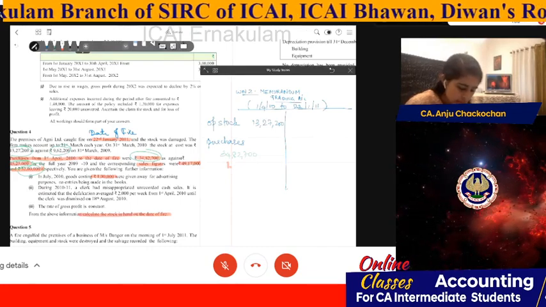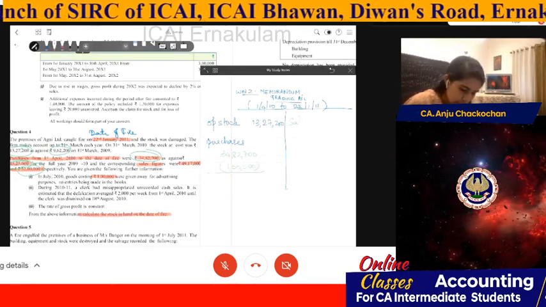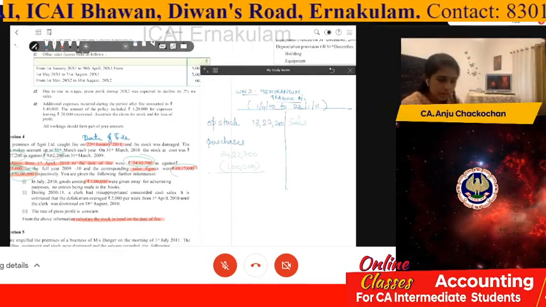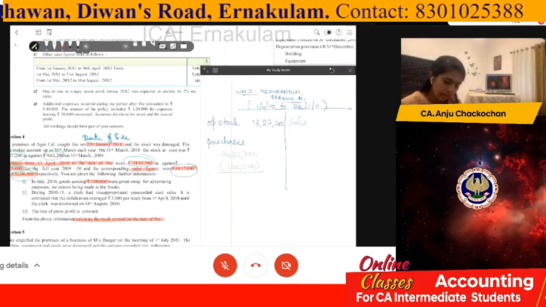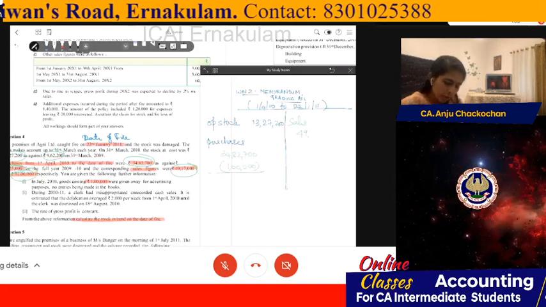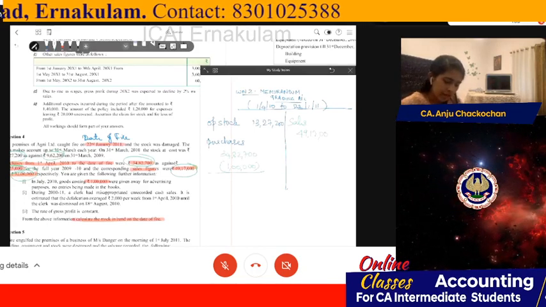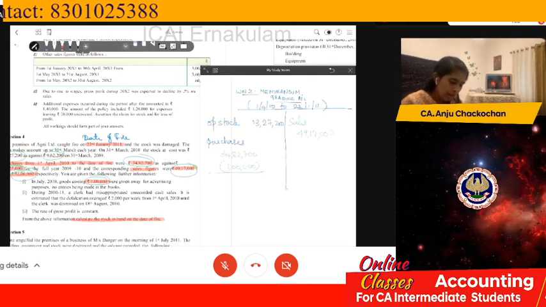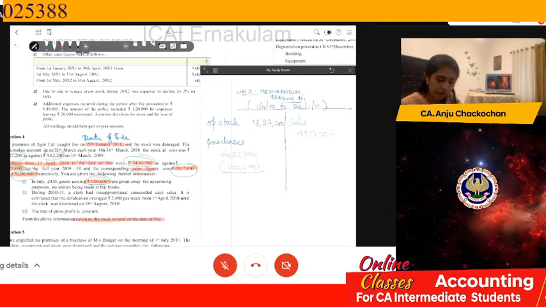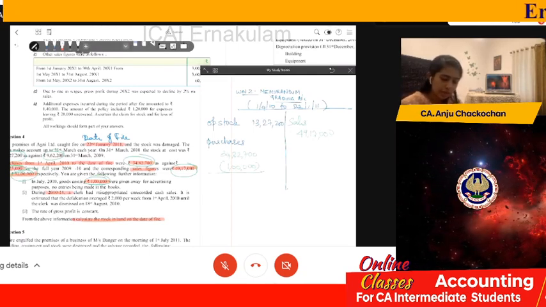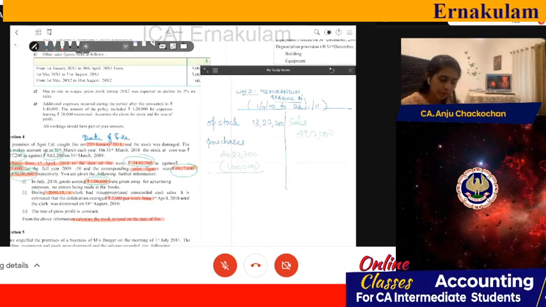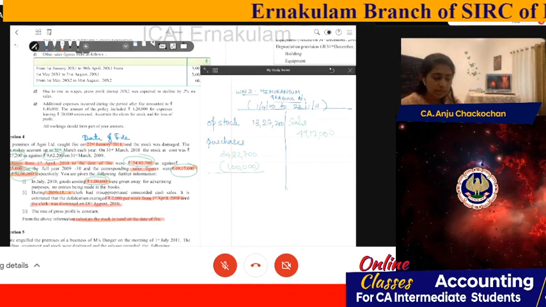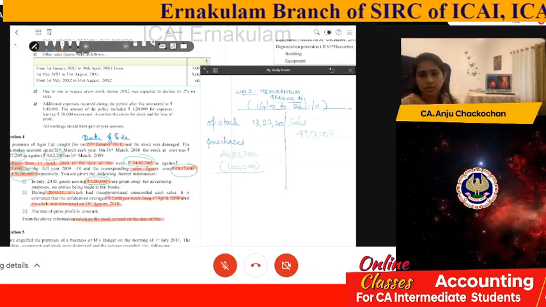Now over to sales. Sales, it is given in the question as 49,17,000. Now let's see, there are more adjustments. During 2011, a clerk had misappropriated unrecorded cash sales. It is estimated that the defalcation averaged 2,000 per week from 1st April 2010 until the clerk was dismissed on 18th August 2010. Okay, students, so we have an issue there.